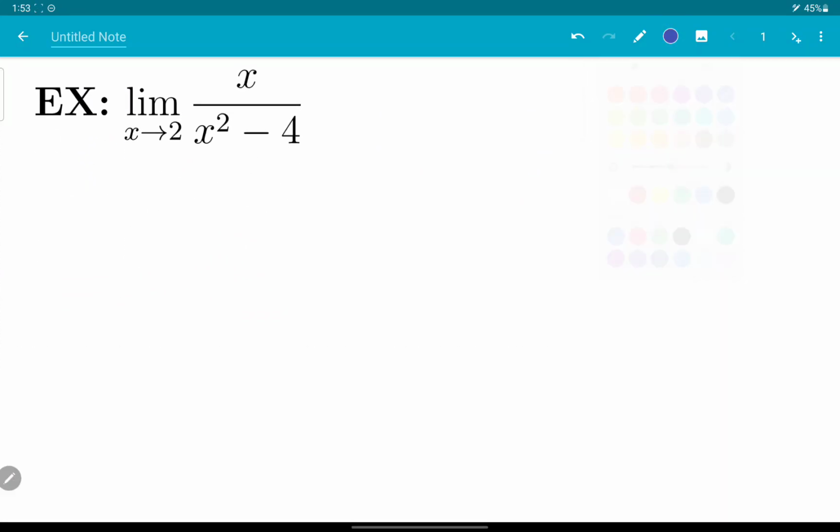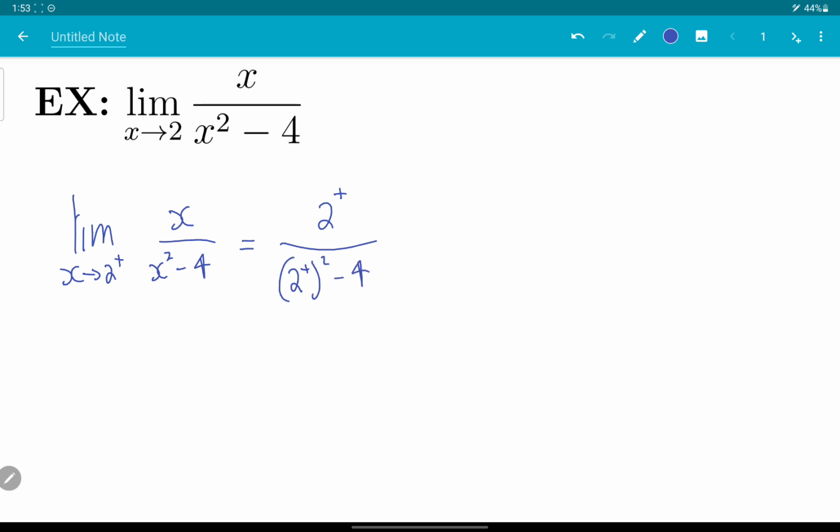Now this guy. Let's have a look at the two one-sided limits. If I go 2 plus of x over x squared minus 4, what do you get? Well, we'll plug it in. 2 plus over 2 plus squared minus 4. Now 2 plus is a number that is slightly bigger than 2. So if I square that, I get something slightly bigger than 4, right? If I subtract 4, I hope you agree I get something slightly bigger than 0.